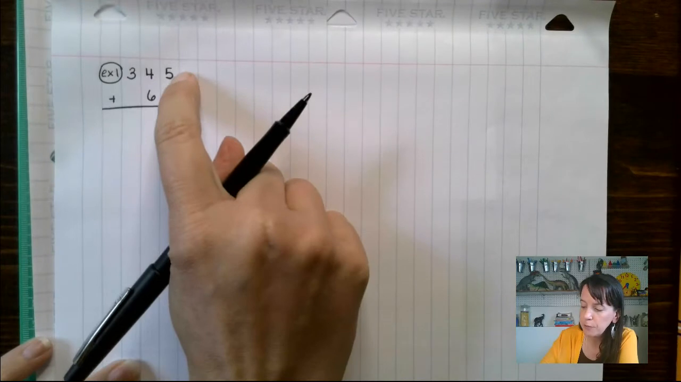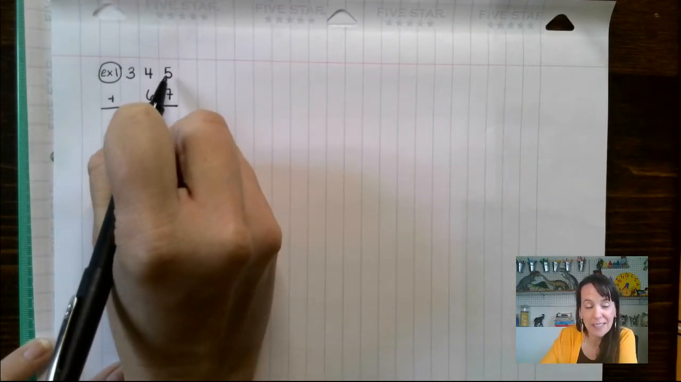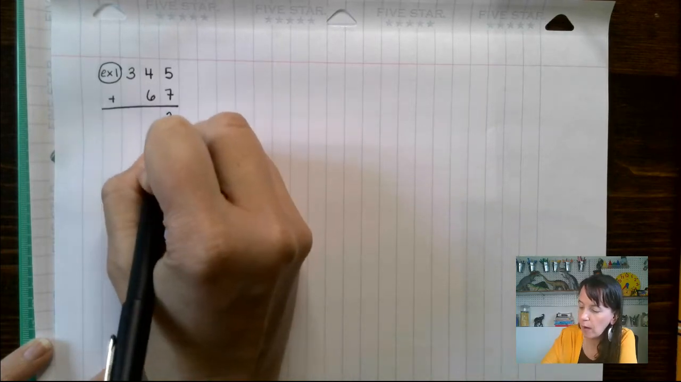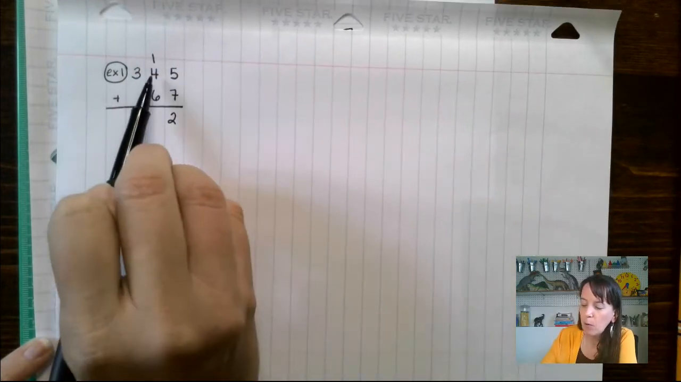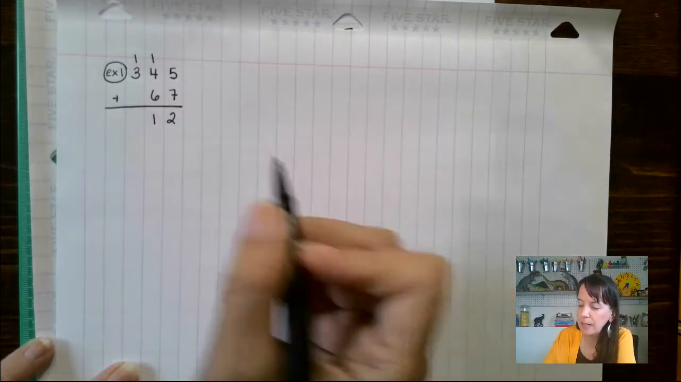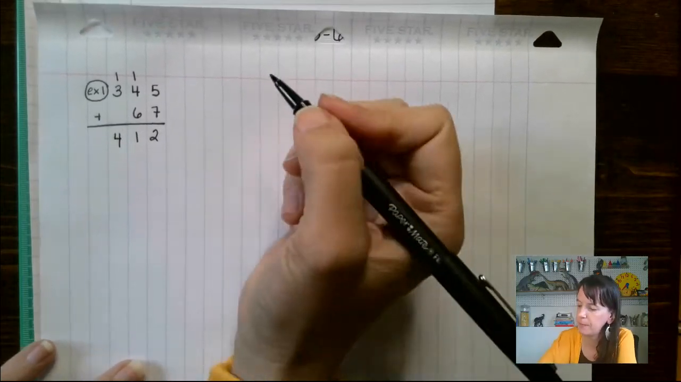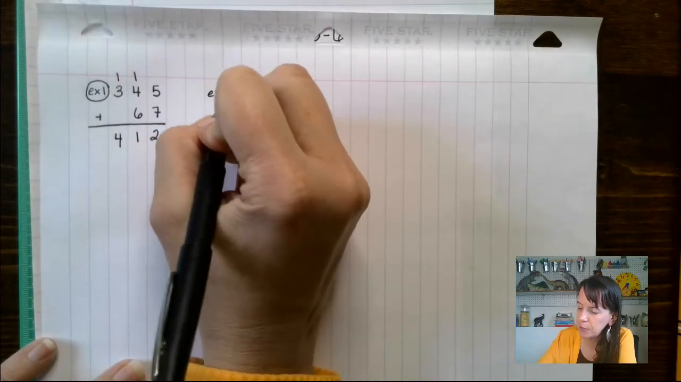First things first, we're going to do 5 and 7. That's going to be 12, so we write 2 and carry the 1. Then 4 and 6 is 10, plus 1 more gives us 11. Carry that 1, and 3 and 1 gives me 4, so your answer should be 412. All right, let's look at example number 2.